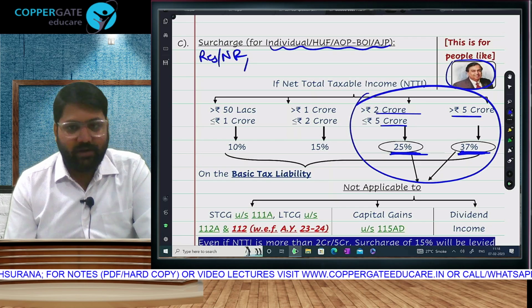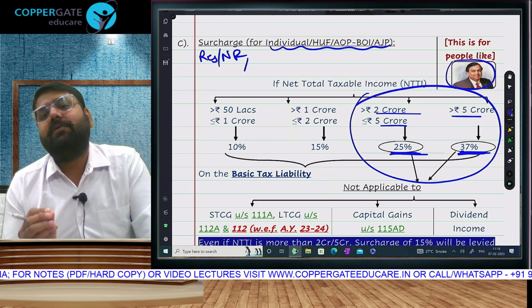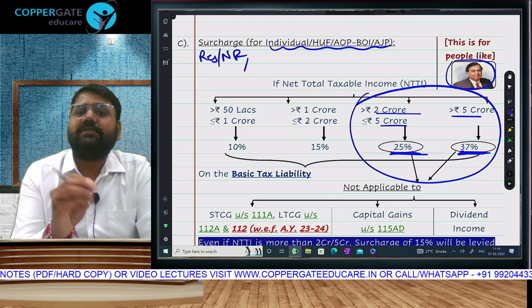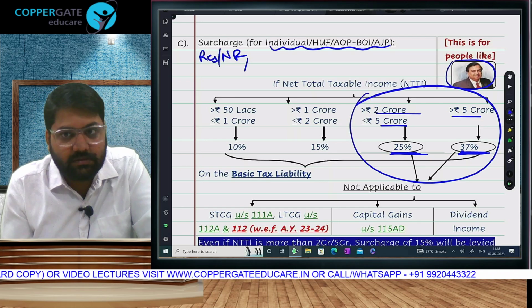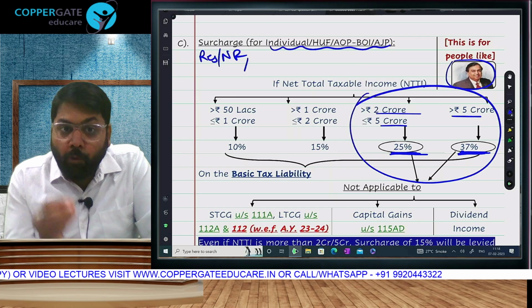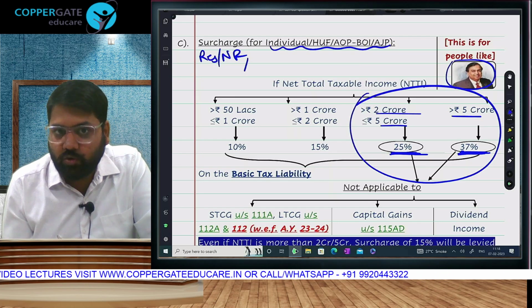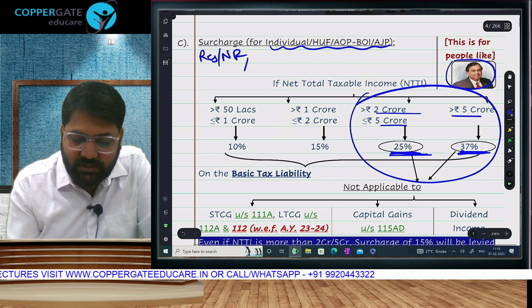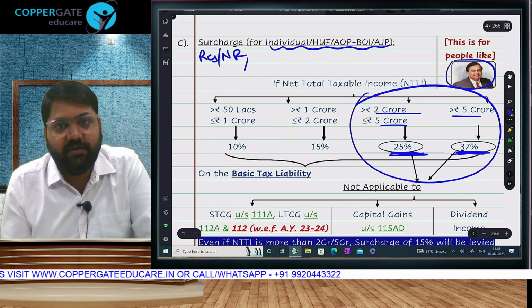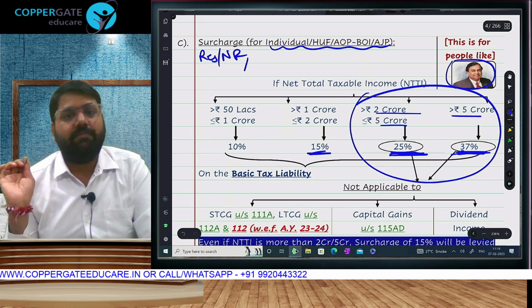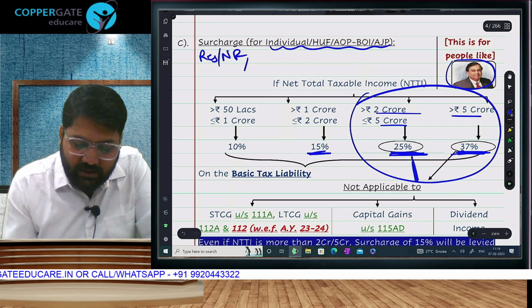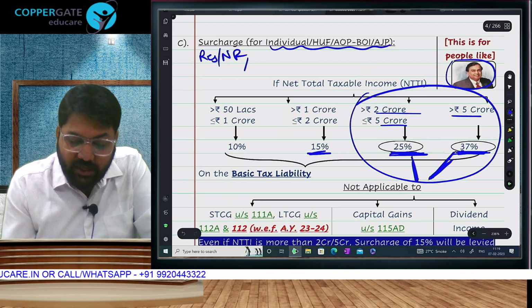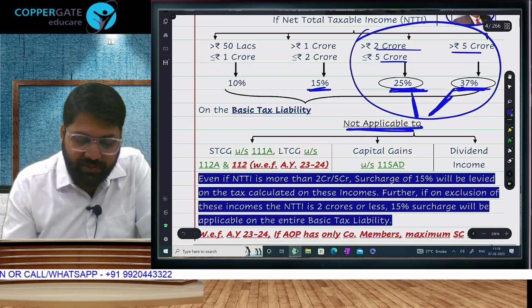So over the years, what Aunty said is that I am deciding that there are some incomes which will be treated as special incomes. Whatever is the tax calculated on those incomes, these two rates of surcharge will not apply. 15% will be the maximum surcharge. Accordingly, we say that 25% and 37%, these two rates will not apply on the following incomes.